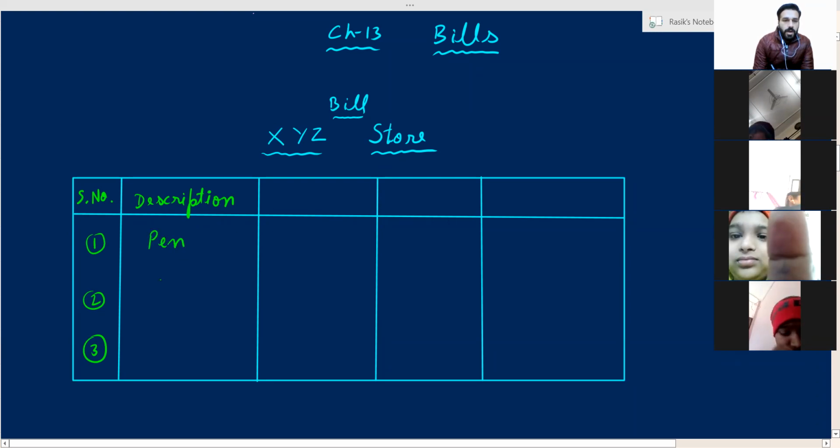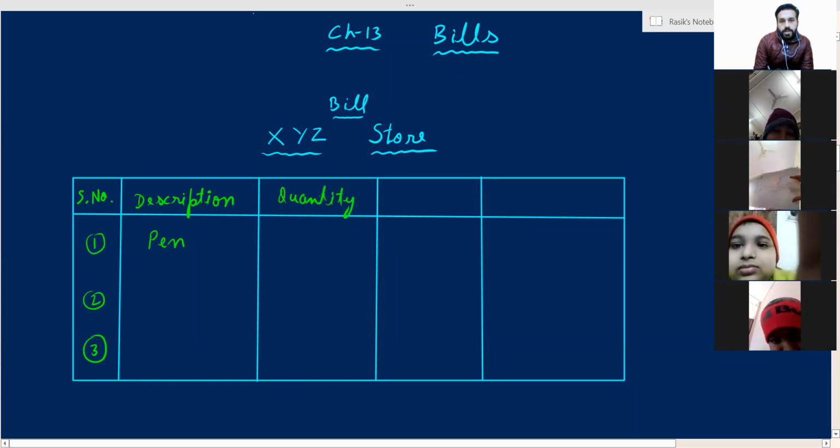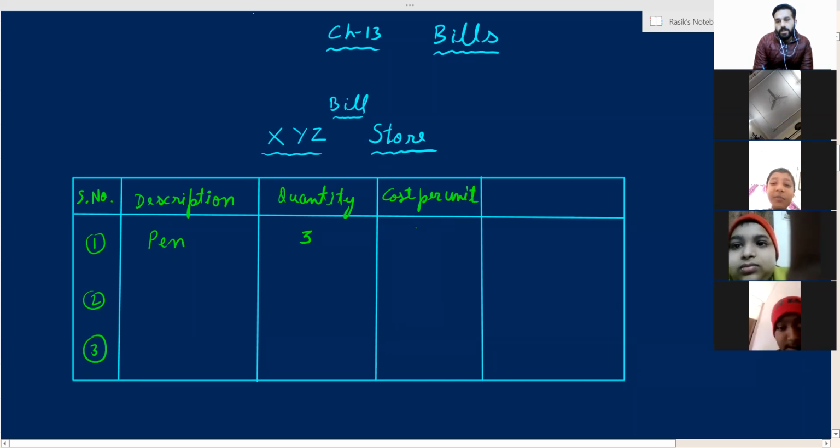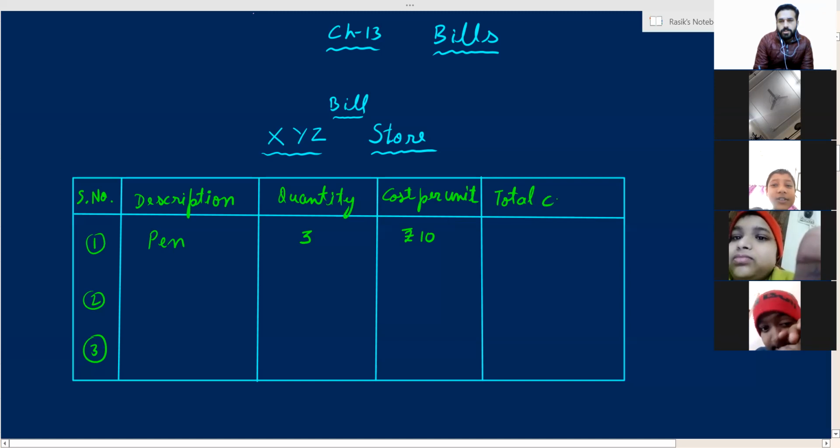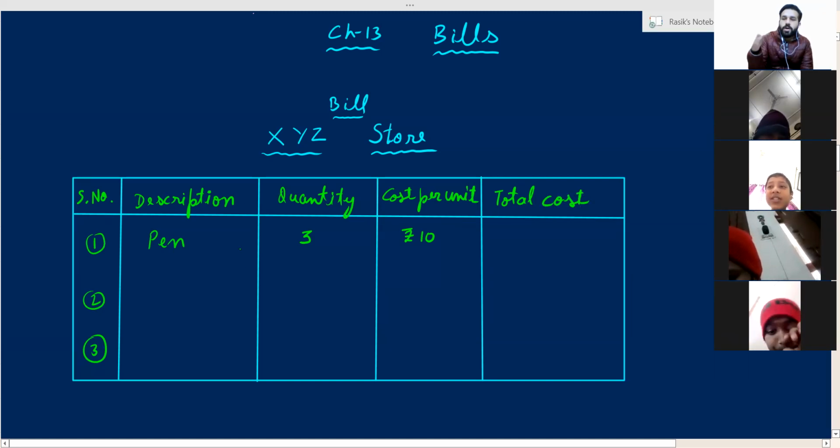Then I will write quantity. Suppose you bought 3 pens from my store. This is quantity. Quantity means the number of pens. Then cost per unit. It means the price of each pen. What is the price of each pen? Let it be 10 rupees each. Total cost is 30 rupees. What will be the total cost of 3 pens? 30 rupees.